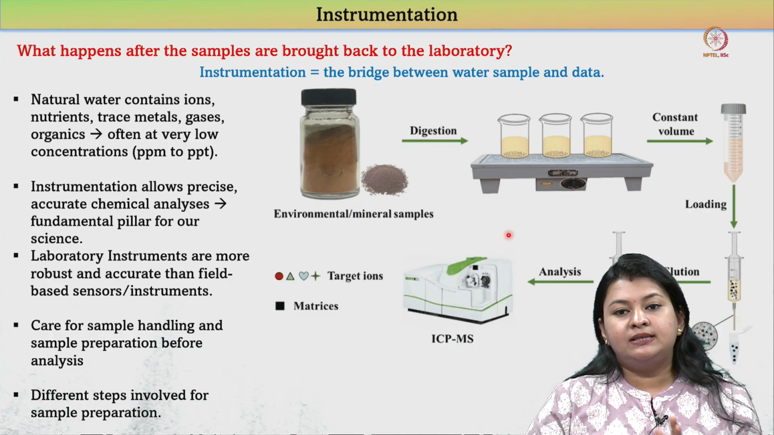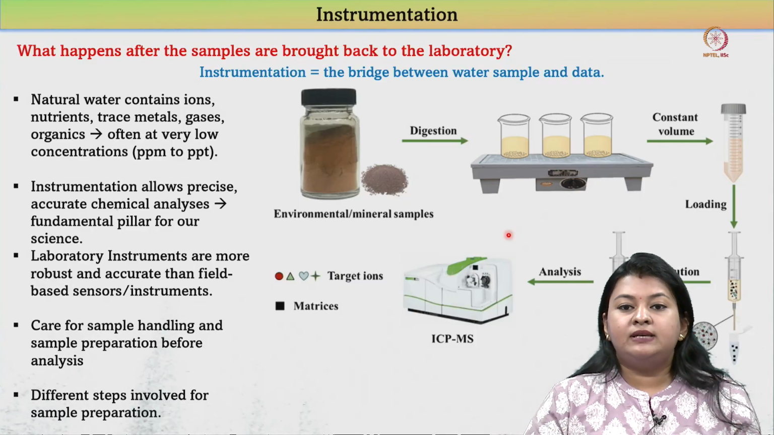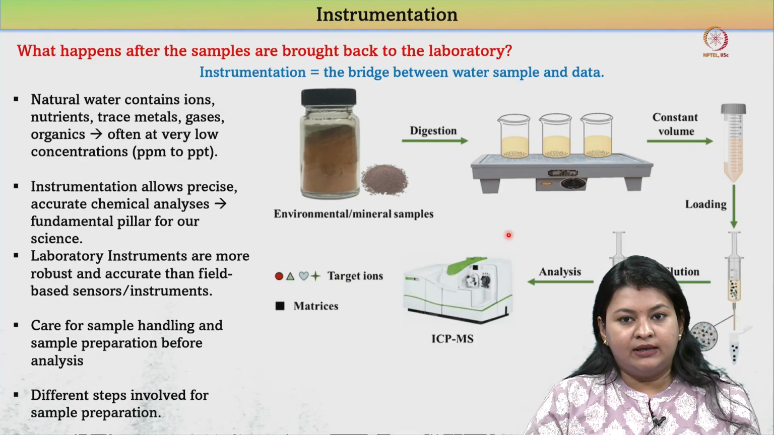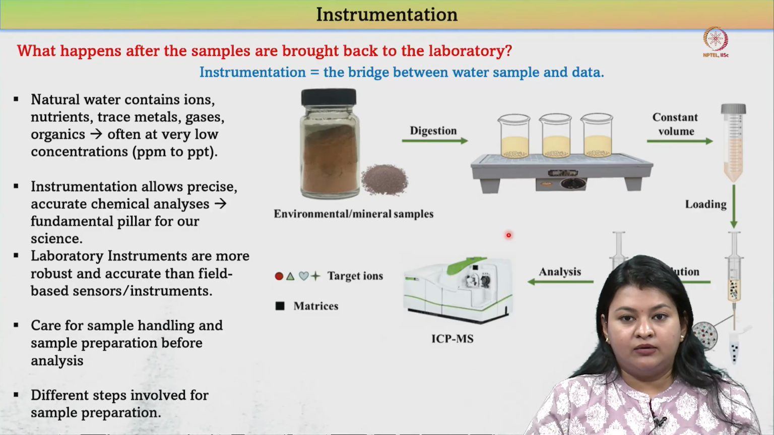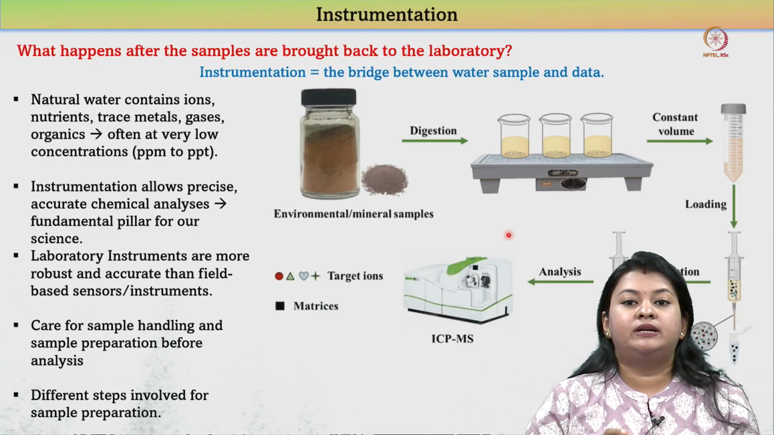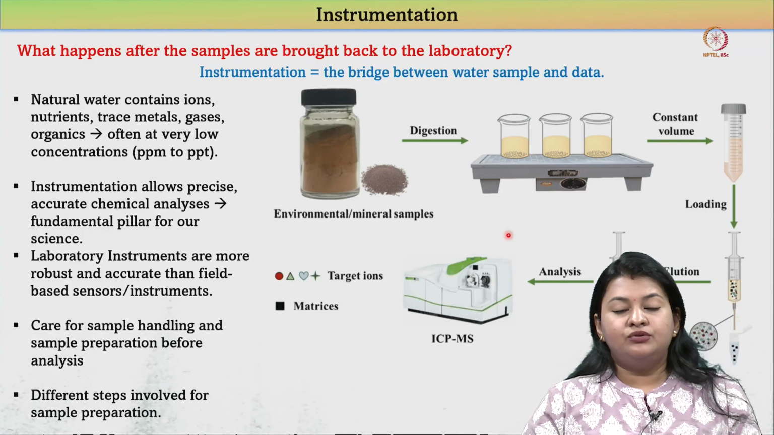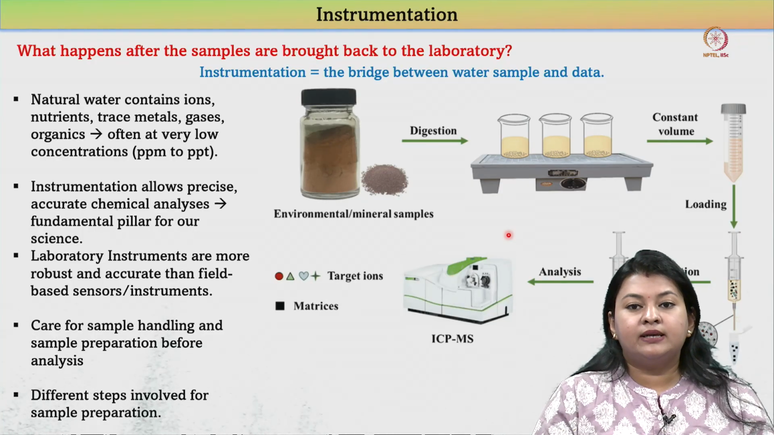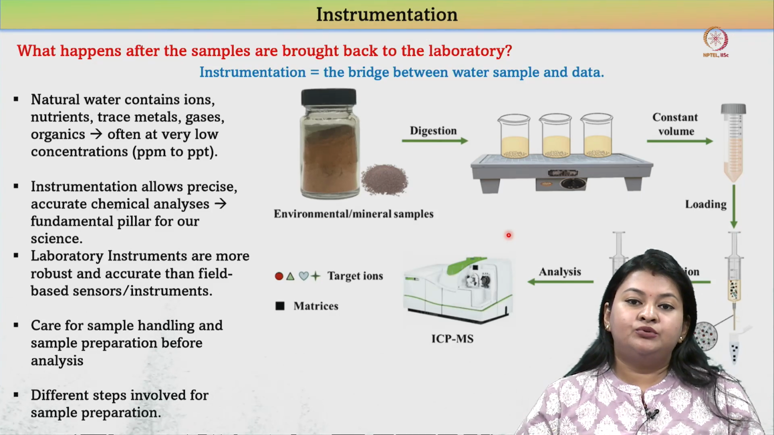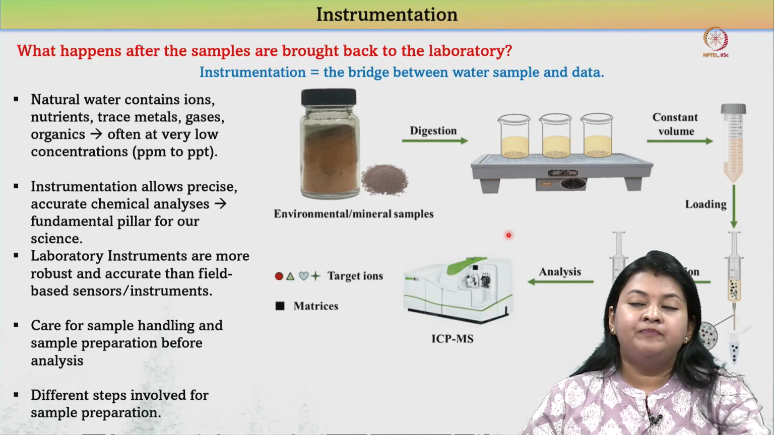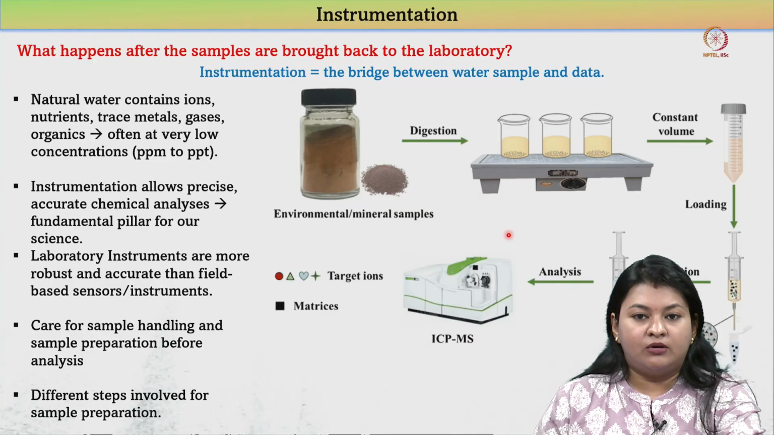Now, what happens in the lab is that whenever you do an initial analysis, after seeing the data, you can always try to dilute the sample if it is very high in concentration, or enrich it. So, you can apply different methods such that you get to the right data. In the laboratory, you can do many experiments to get to the right data, which is not always possible in the field.